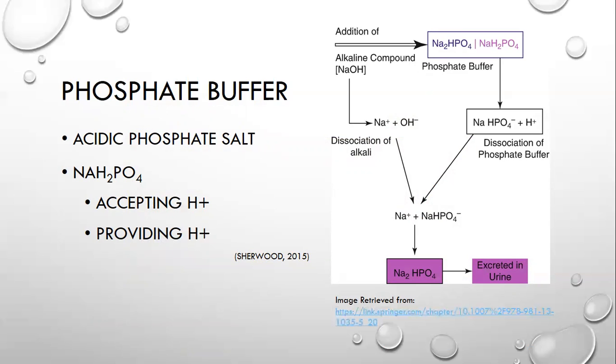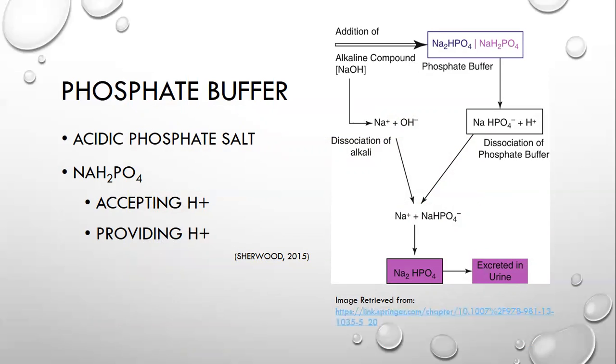This buffer pair is more important in the intracellular fluid because there's more phosphate inside of the cell. This buffer pair is also a great urinary buffer because as humans, we like to consume higher amounts of things than we need. So we consume way too much phosphate. When we do that, it's got to go somewhere. So this extra phosphate is stored in the tubular fluid until it's excreted from the body. And this is done through the filtration from the kidneys.